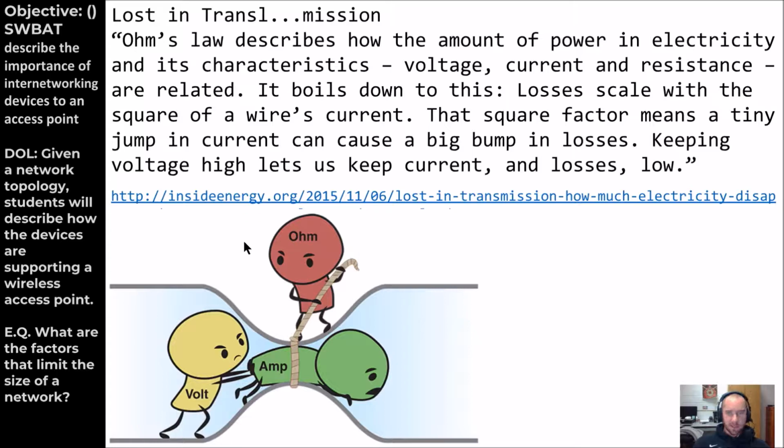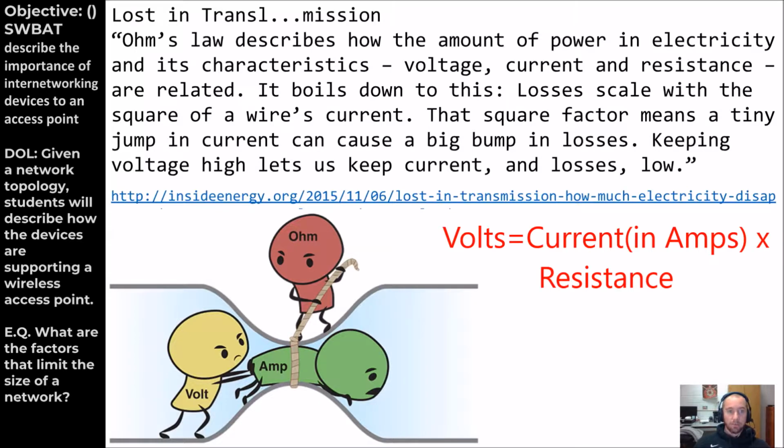And why is this lost in transmission? Well, because Ohm's law describes how the amount of power in electricity and its characteristics, that is voltage, current, and resistance, are related. So it boils down to this: losses scale with the square of a wire's current. That square factor means a tiny jump in current can cause a big jump in losses. Keeping voltage high lets us keep current and losses low.